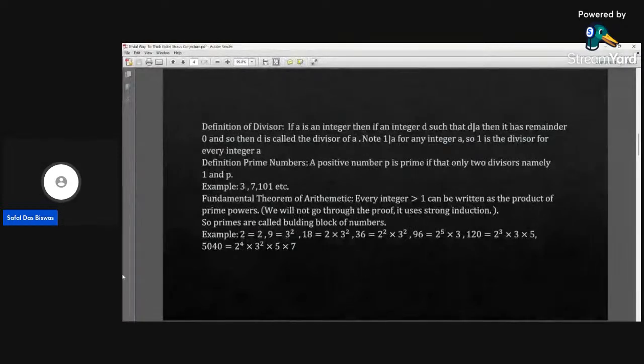And 5040, this is actually 2 to the power 4. See here, 4 is not prime, so 2 to the power 4, but it's a prime power. Obviously 2 to the power 4 is a prime power. So 2 to the power 4 times 3 squared times 5 times 7. Fine. So all are prime powers, you can see.